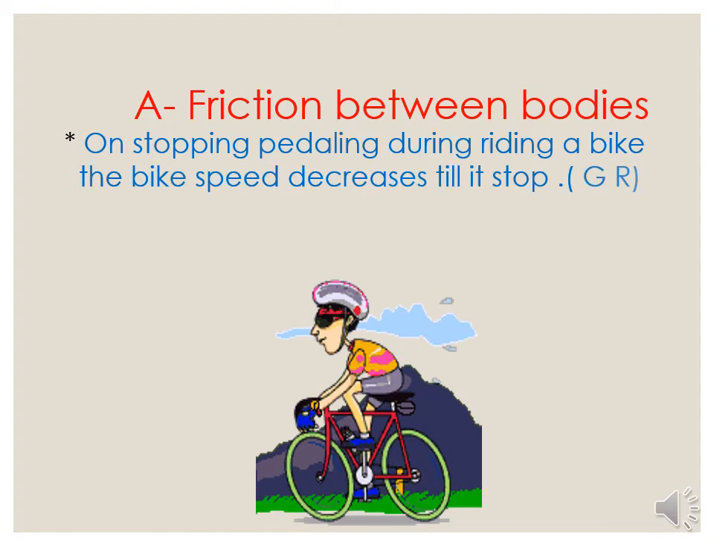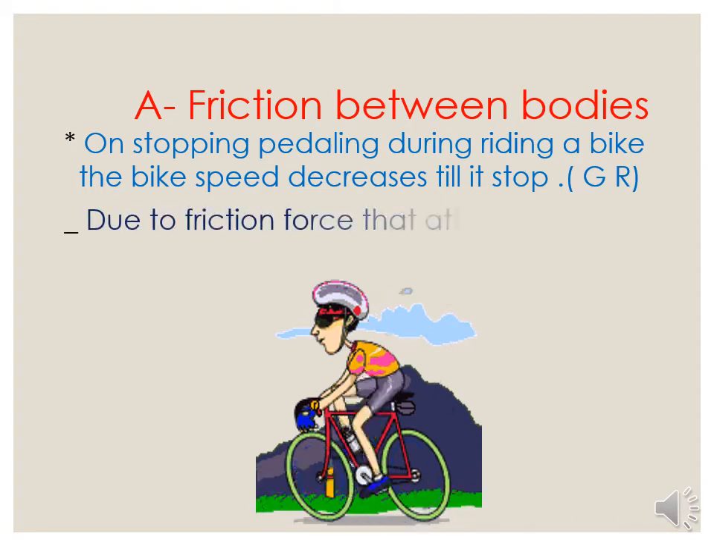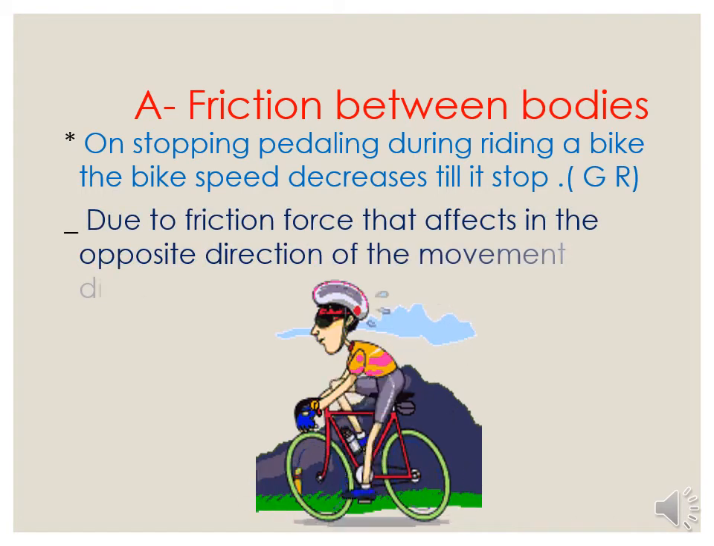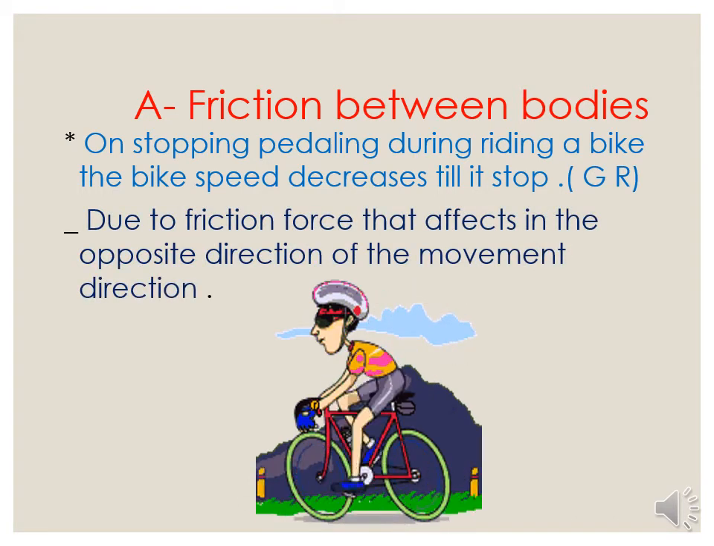On stopping pedaling during riding a bike, the bike speed decreases till it stops. Why? Due to friction forces that affect in the opposite direction of the movement direction. So friction force affects in the opposite direction of the movement direction, not the same direction of movement, in the opposite direction.